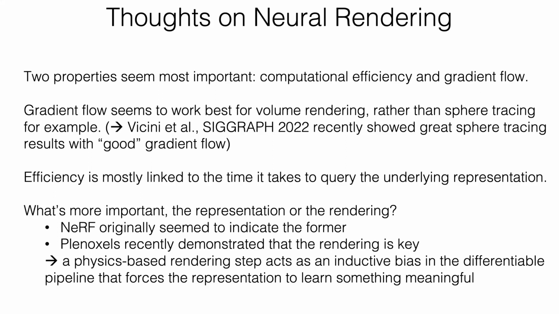Because, as I mentioned, every time you sample a ray for volume rendering, you have to run a full feed forward pass through the underlying network to get the value that you want. And being able to do that fast defines the overall time. So it boils back down to the efficiency of the representation, which is the point I was trying to make earlier. Okay, so now the question is, what's more important?